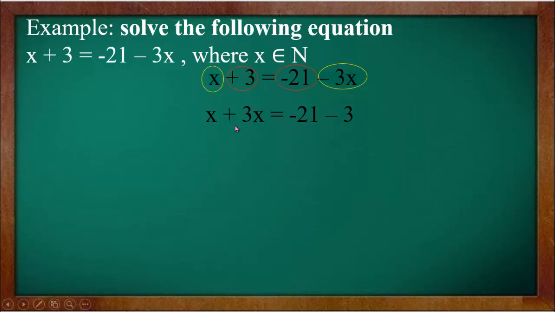What is x plus 3x? x plus 3x is 4x. And what is negative 21 minus 3? It's negative 24. So 4x is equal to negative 24. Am I done here? Of course not. I still have another operation, 4 times x. I will move the 4 to the other side with the inverse of multiplication, which is division. x is equal to negative 24 over 4. x is equal to negative 6.